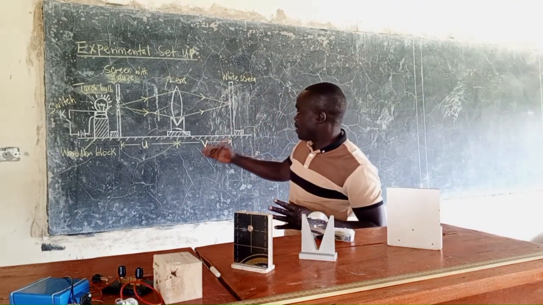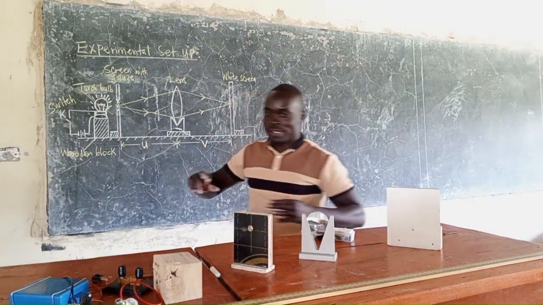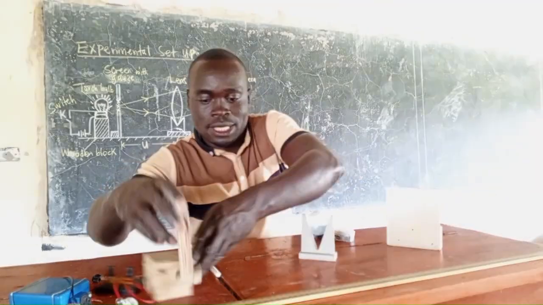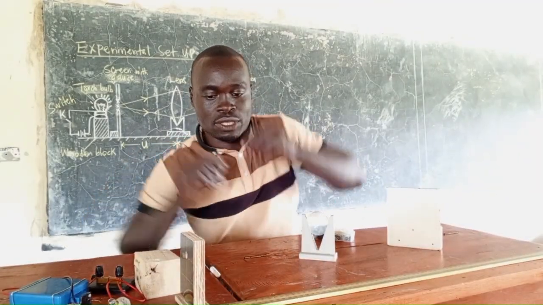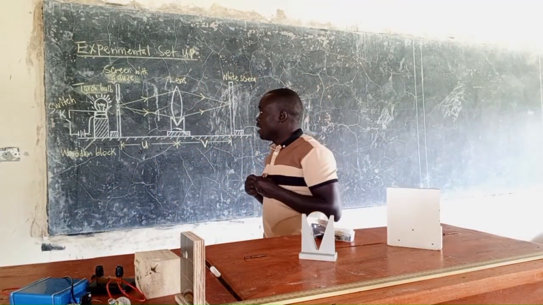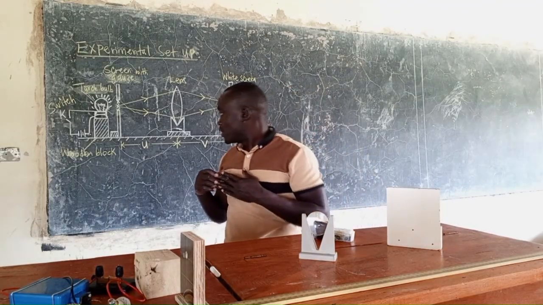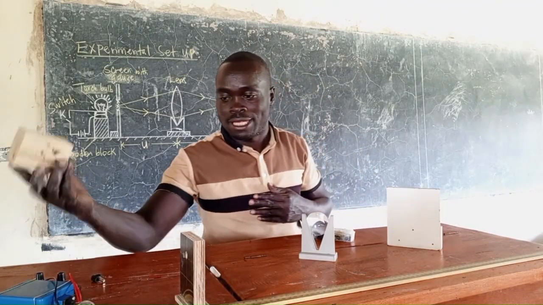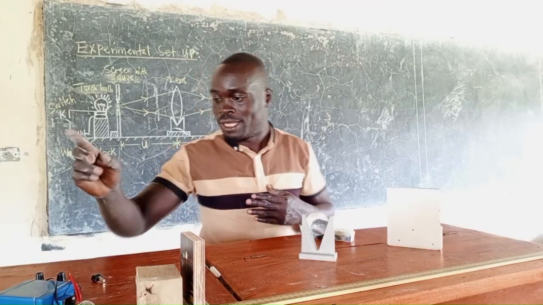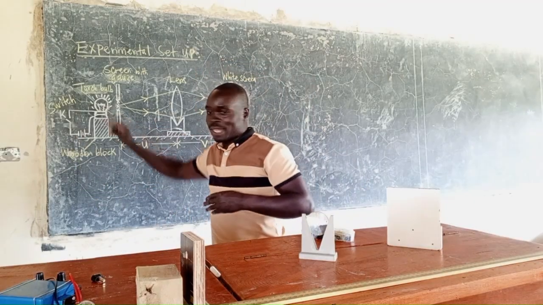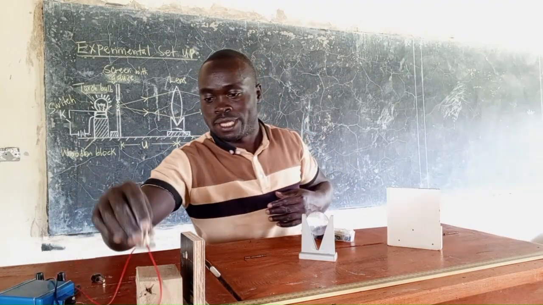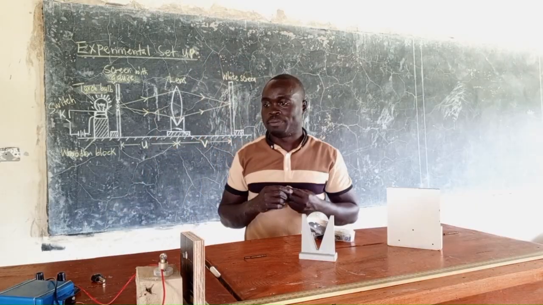Then also, in this we have a screen with a gauge. Let's come and put it this side. This is our screen with a gauge. Then behind the screen with the gauge we have the wooden block. I think this is our wooden block. Let's put it behind. Then on top of the wooden block we have the torch bulb, which is here. Let's put the torch bulb.